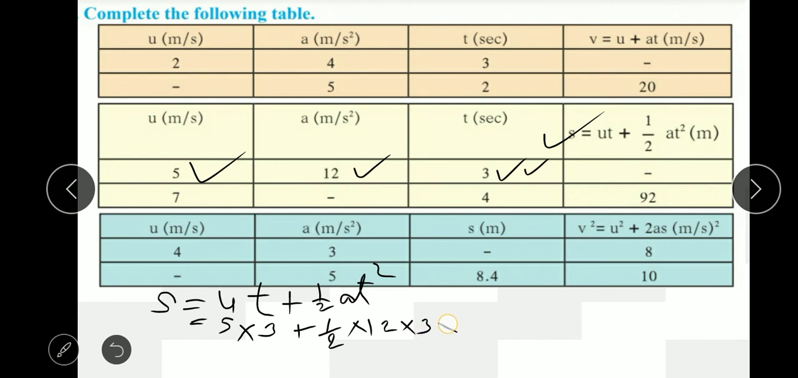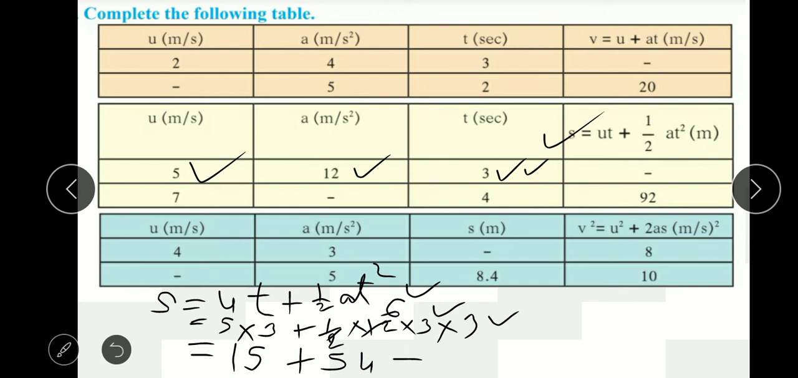I'll write 2 times 3 into 3, t square is there. Now we'll solve the sum, students. 2 ones are 2, 2 sixes are 12. We'll cancel this 2. Now multiply 5 threes, we get 15. Now students, 3 threes are 9, 9 sixes are 54. I'll write 54 over here.